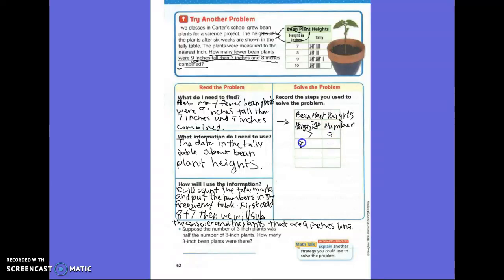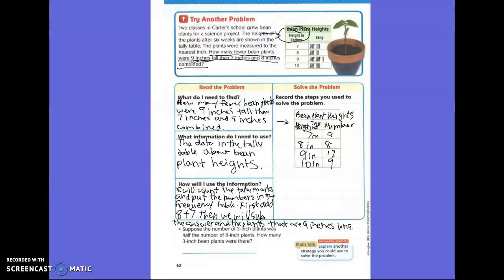The 8 inches ones are 8. The 9-inch ones are 12. And the 10-inch ones are 9 again. Okay, so we didn't get confused, we wrote inches right here on the side of the 7, 8, 9, and 10.